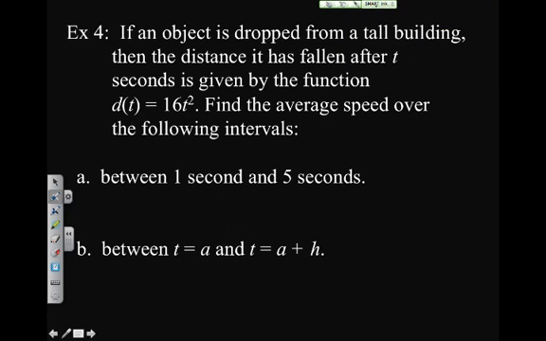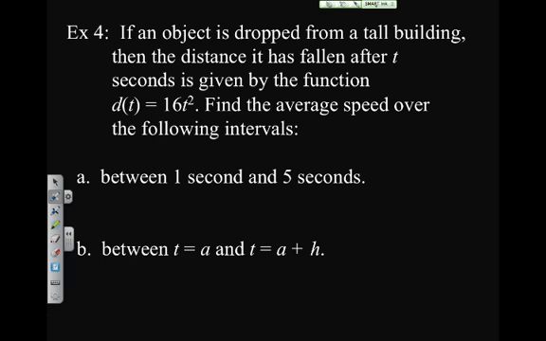Example 4: an object is dropped from a tall building, and the distance it has fallen after t seconds is given by this function, 16t squared. Find the average speed over the following intervals. When you talk about average speed, that's really average rate of change, right? That's what a speed is, like miles per hour. It's the change in miles per hour. So this is really the same type of problem.